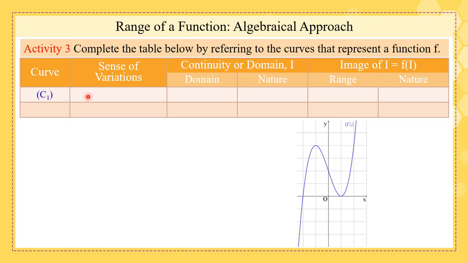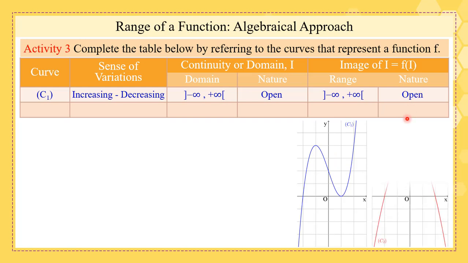According to the sense of variations, it's sometimes increasing, sometimes decreasing. Its domain is from negative infinity to positive infinity. It's open, and its range also is from negative infinity to positive infinity, which is also open.